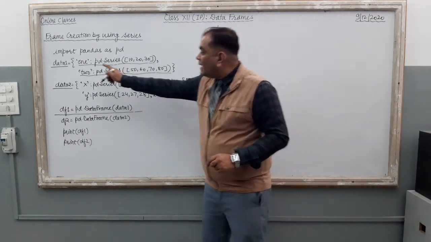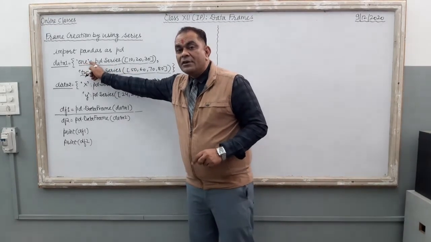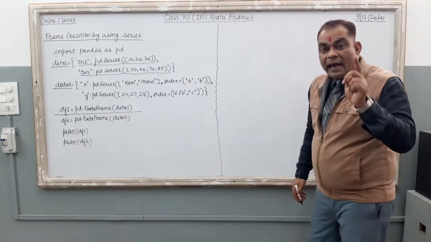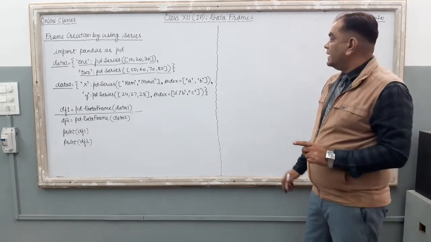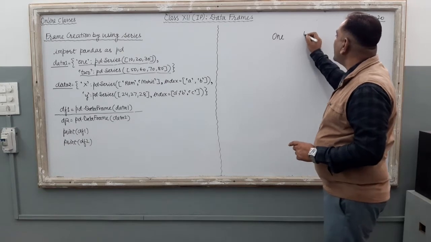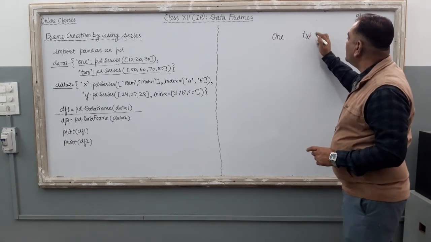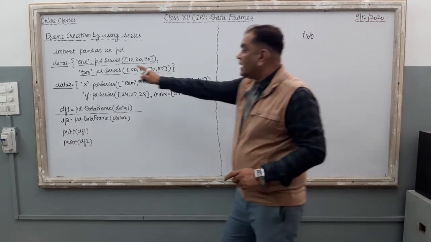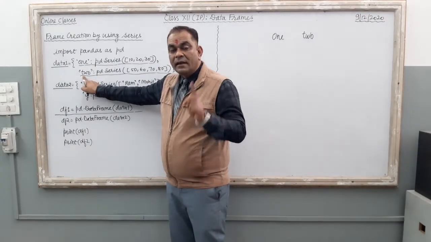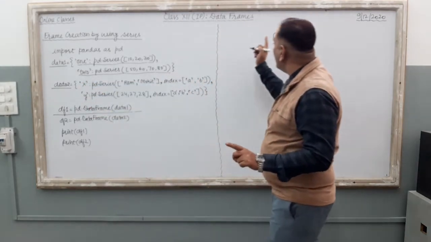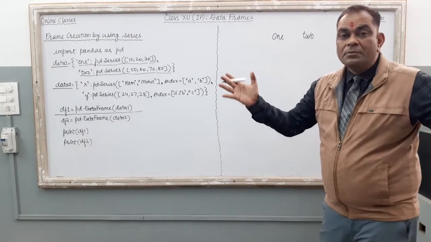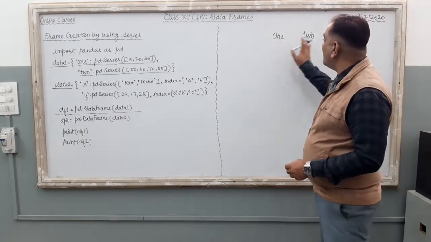Here the keys of the dictionary, how many keys are there in the dictionary? 2 keys are there, 1 and 2. The keys of the dictionary become the column headings. Now if you want to see the output, the first column heading is 1, the second column heading is 2. The keys that are there in the dictionary are treated as headings of the columns of your data frame. Data frame is a multi-column object, right? So 2 columns are there, 1 and 2.